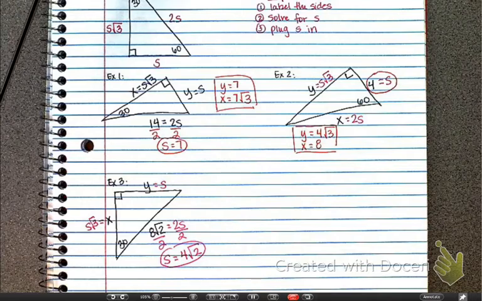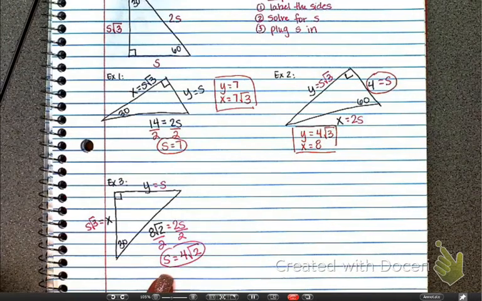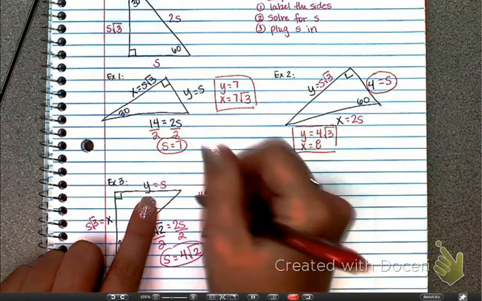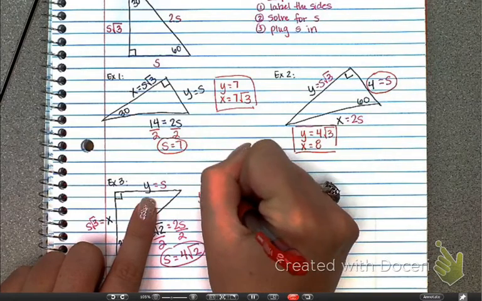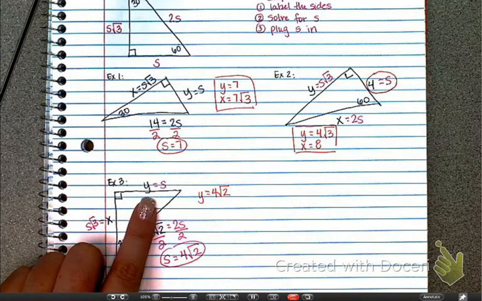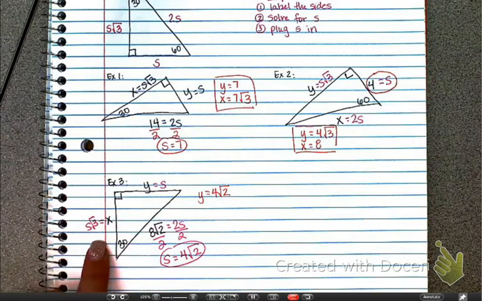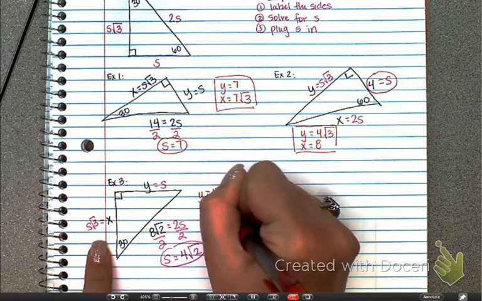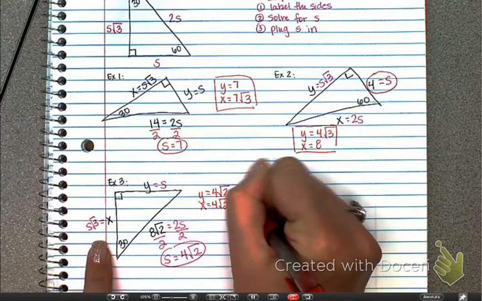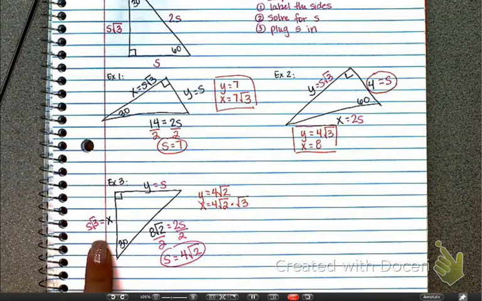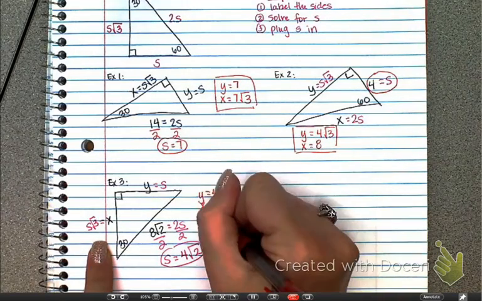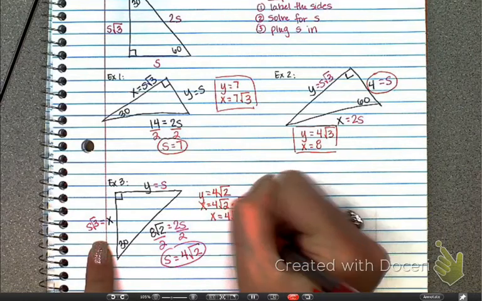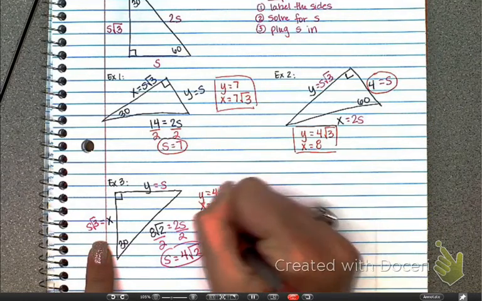Okay? Now that I know what S is, what's Y? 4 square root of 2. Okay, hold on. X is going to be 4 square root of 2 times the square root of 3. So X equals 4 square root of 6.